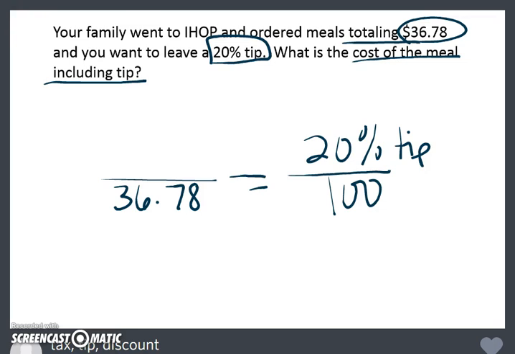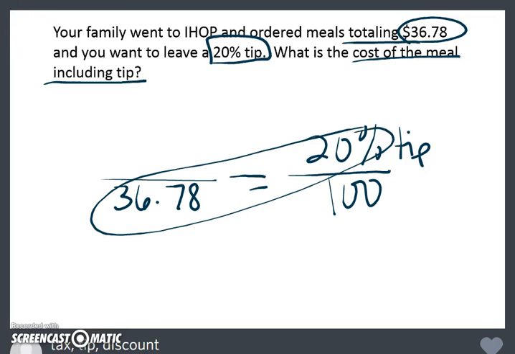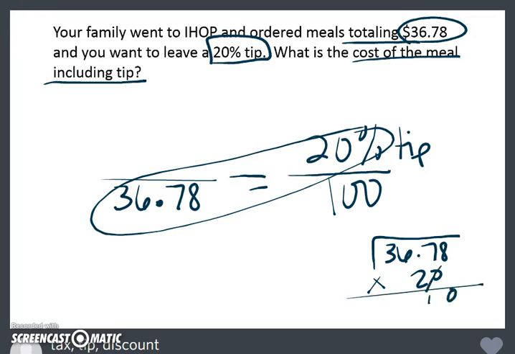Once again, I have complicated numbers, so I would rather multiply here and then divide by 100, because that will be the fastest method. We can't find a factor of change as easily when there's decimals. So 36.78 times 20, and I get 735.60.